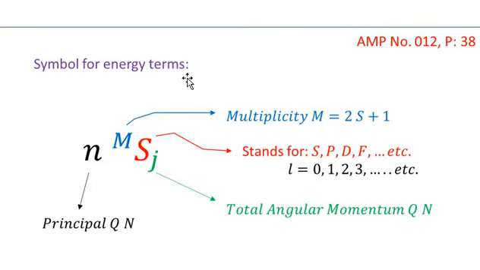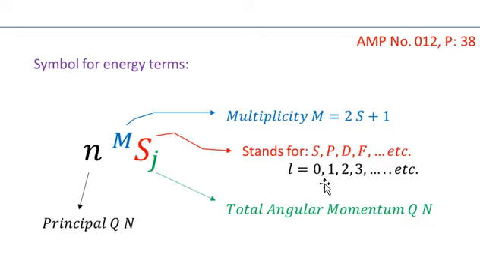Now, the symbol for energy terms. I am now summarizing that the spectroscopic energy term will be written with n, on the left hand side, as the principal quantum number. This is the spectroscopic notation. And capital S is actually the spectroscopic symbol, which stands for capital S, capital P, capital D, capital F, and so on, depending upon the value of the orbital angular momentum quantum number.